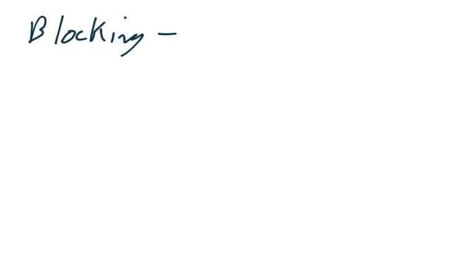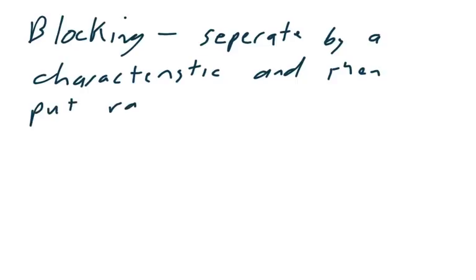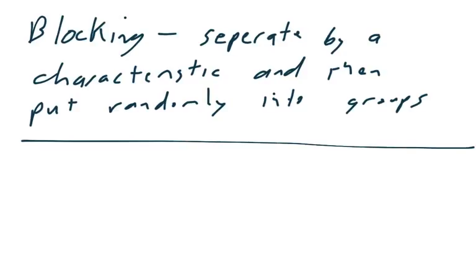Alright, for the 4-2-C notes, which is what these actually are, even though it says 5-2, we start with blocking. Blocking is when we want to separate by a characteristic and then put randomly into groups. So this way, if we think that something is going to happen differently for one group or another, we can see if that's actually true or not.